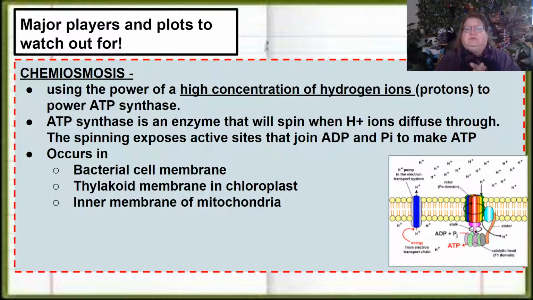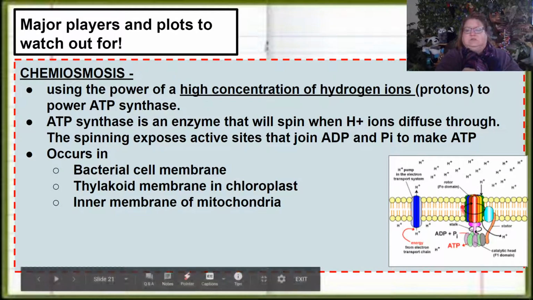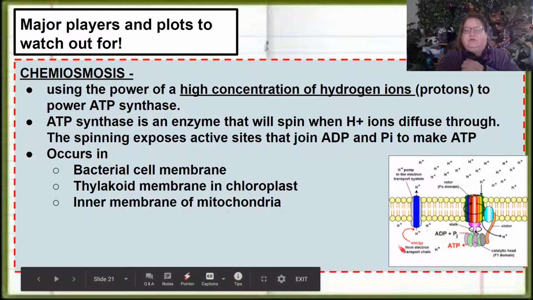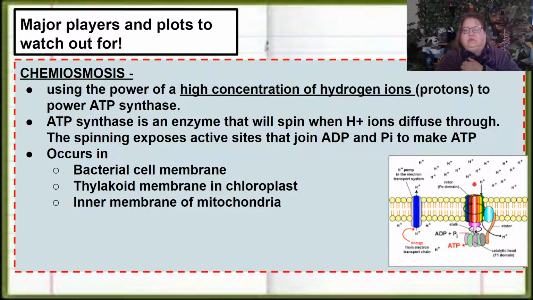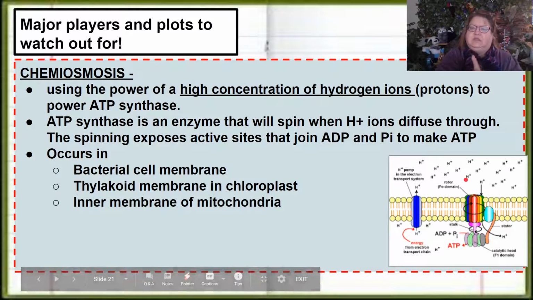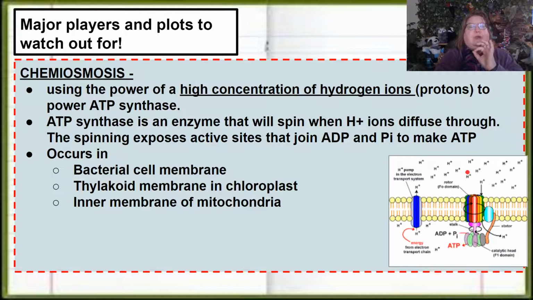It occurs in bacterial cell membranes. It occurs in thylakoid membranes and chloroplasts. It occurs in the inner membrane of the mitochondria. So notice in our picture here, we've got protons, hydrogen ions, on one side very high, and then on the other side very low. So usually something's driving these protons across to make a high concentration, and then the protons will diffuse through, and they're powering the production of ATP. Hydrogen ions are not turning into ATP. That's a common misconception. They're powering the ATP synthase.